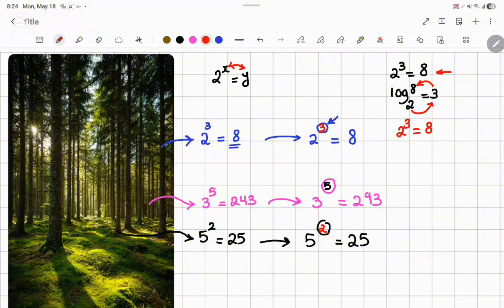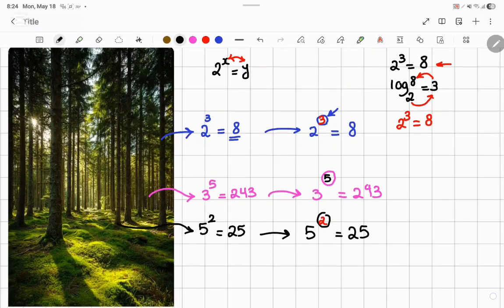Okay, let me make another example, something different. For example, log base 5 of 125 is 3. Now let's change it to exponential form ourselves. 5 to the power of 3 is equal to 125.